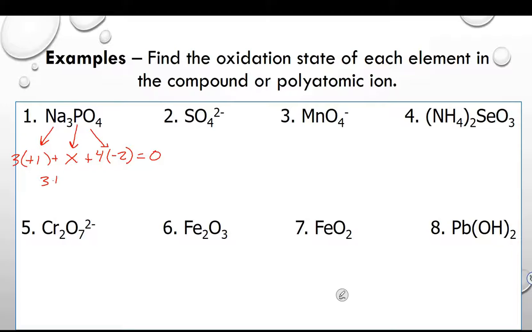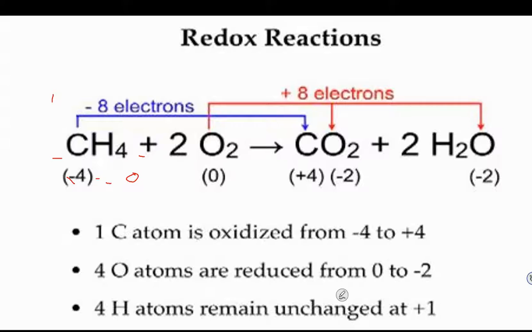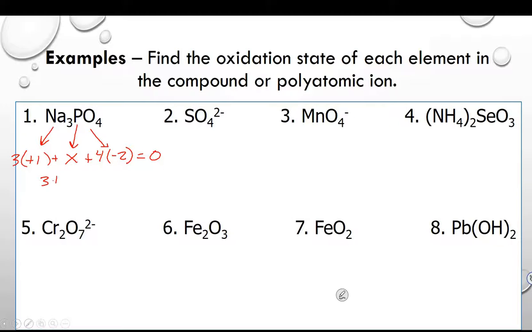So up above here, we could say this is a plus 1 for sodium, phosphorus would be a plus 5, and oxygen would be a minus 2. I just need to know the charge on each individual atom. Okay? So let's do sulfur right here.